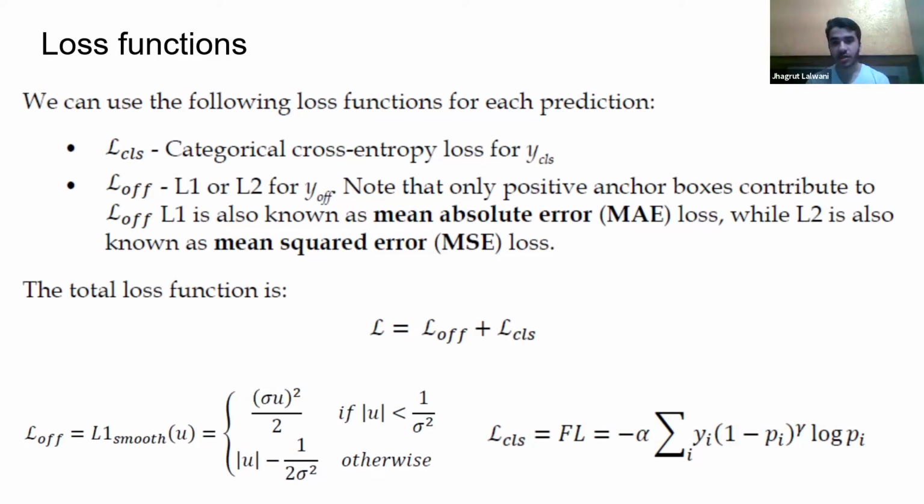One thing to note here is that we'll be using only positive anchor boxes to contribute the offset loss, L1, which is also known as the mean absolute error, MAE, while L2 is also known as the mean squared error, which we have learned, which has been taught by our TAs and Swapnil.